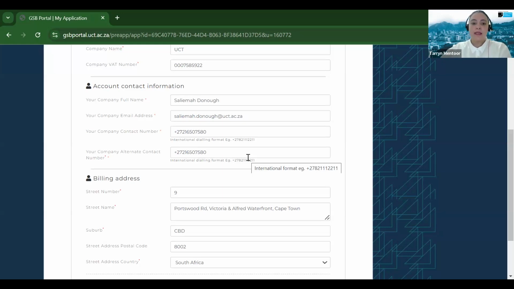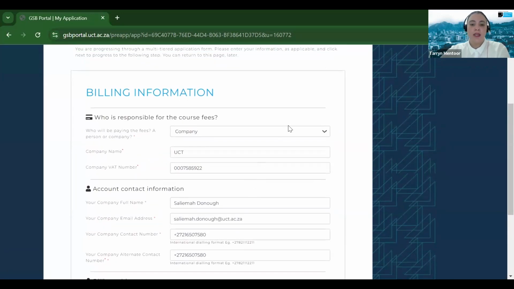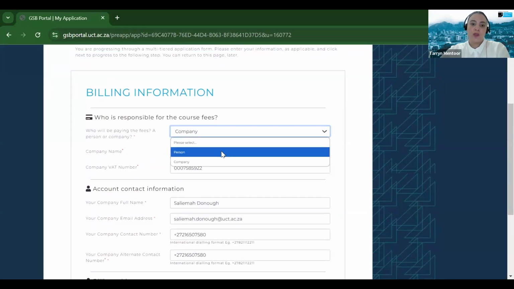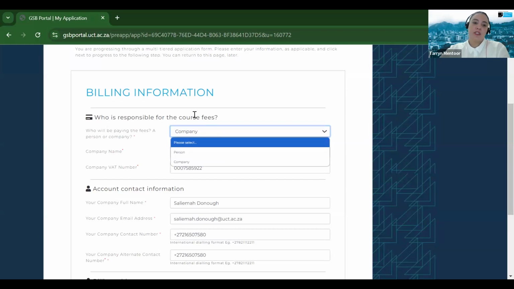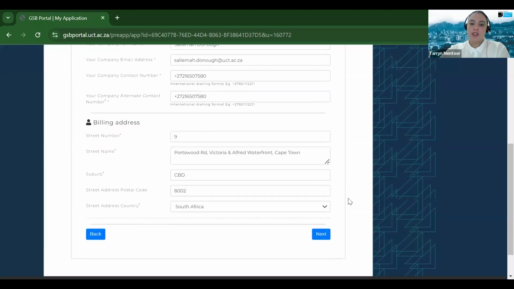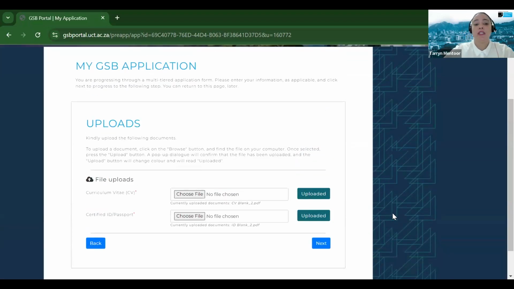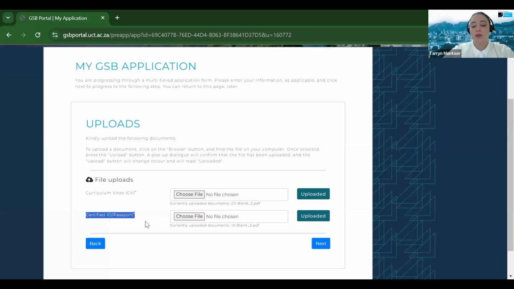And then from there, it's the company physical address. If it's yourself, then you don't have to worry about all of that. You will just click person and fill in all your details in this section. So once you've completed this section, this is where you will need to upload the ID I was talking about earlier, or passport.